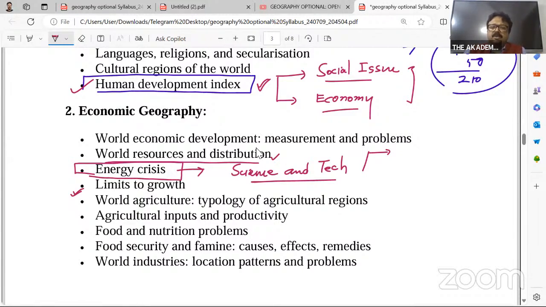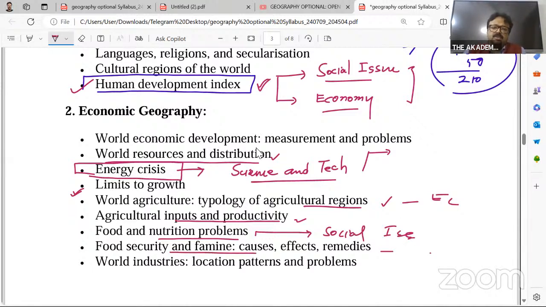World agriculture typology and agricultural region, that is also find some dents in your economy. Agricultural input and productivity, food and nutrition problem, will it be in social issue or not? Answer is yes. Food security and famine, is it not the part of social issue? Answer is yes. World industry, location and pattern and problem. This is what something pertaining to only geography, and that is what in your general study paper.